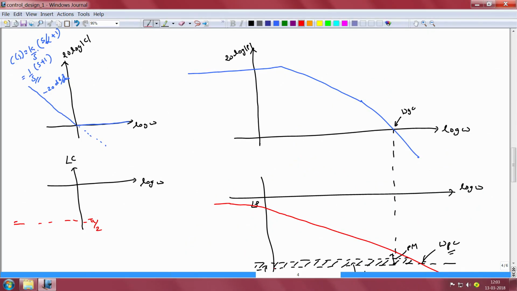at omega equal to 1 radian per second the term s plus 1 will contribute a phase lead of plus 45 degrees. Therefore, the phase of the overall controller will start at minus 90 degrees, and at omega equal to 1 it will go to minus 45 degrees or minus pi by 4, and as omega tends to infinity we see that the overall phase of this transfer function tends to 0. So, this is the approximate phase characteristic of this controller.